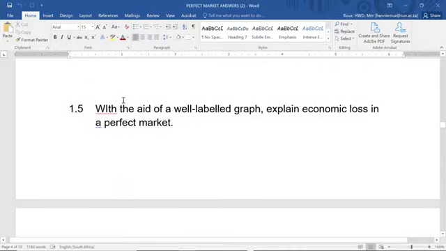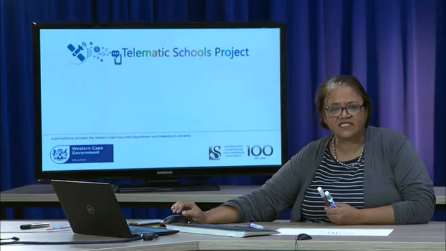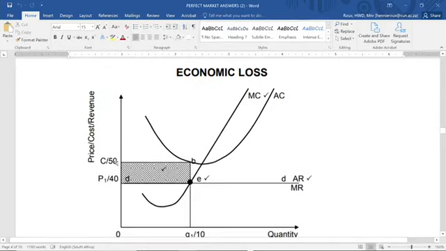Right, the next question says, with the aid of a well-labeled graph, explain economic loss in a perfect market. Once again, we're talking about the drawing of a graph and explanation. Always a maximum of 4 marks for the graph, which means your discussion would also be 4 marks. When you look at an economic loss, we know that you make a loss, as I said earlier, when your cost is greater than your revenue. So this AC curve must be drawn above the AR curve.